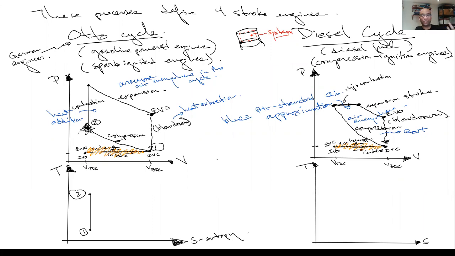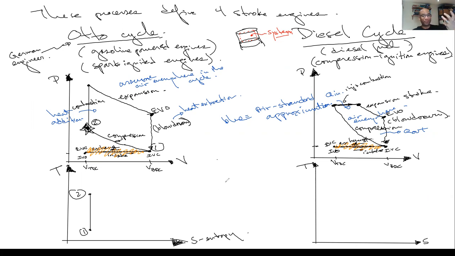Well, then we have heat addition. In the Otto cycle, I compress and then the spark, boom, it burns so fast the piston doesn't actually have time to move, doesn't move much. So this would be constant volume combustion, which I've replaced by heat addition. So now this is heat addition at constant volume.